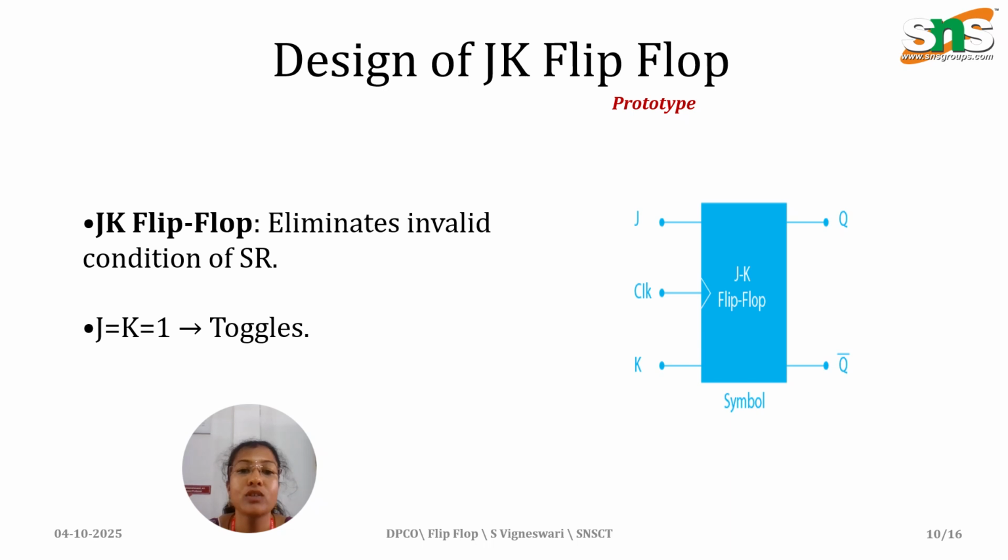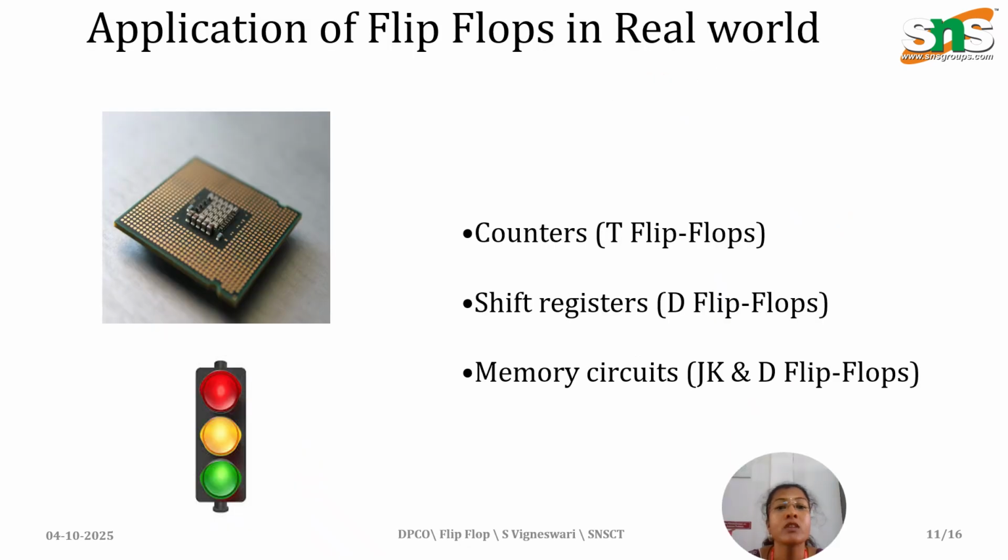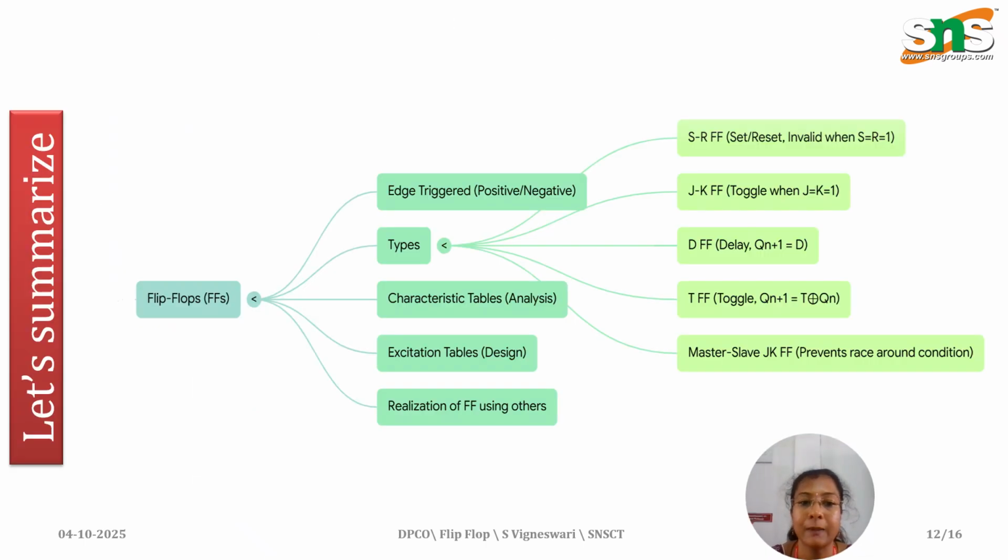Next, we are coming to the design of a JK flip-flop. The JK flip-flop eliminates the indeterminate state of the SR flip-flop where S and R are equal to 1. Here, when J and K are equal to 1, it toggles the condition. Flip-flops are used in counters, shift registers and memory circuits. Basically, for counters we use the T flip-flop, and for shift registers we use the D flip-flop. Whereas in the case of a memory element, both the JK flip-flop and the D flip-flop are implemented.